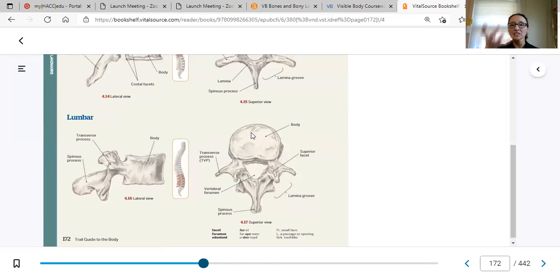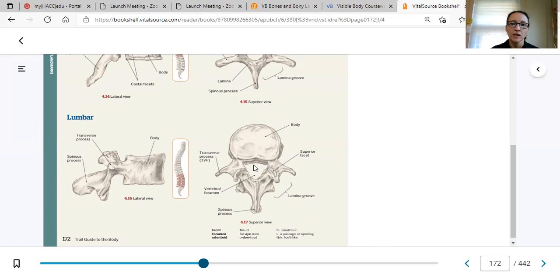Huge, because we're holding the whole weight of the upper body on the lumbar spine. So these suckers have to be big. They have to be hardy. See how big and wide they are. The vertebral foramen gets a little smaller here because we essentially run out of spinal cord right about here. We still have nerves. It's just not considered spinal cord.